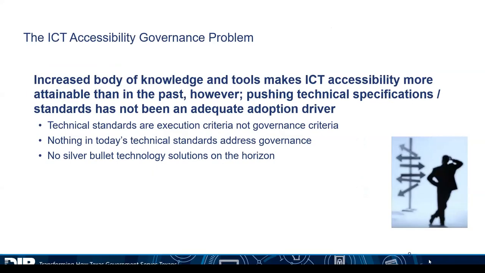I would argue today that there's a very good supply of knowledge and tools related to accessibility, how to fix websites, how to develop development tools, HTML5 and WAI-ARIA, lots of things like that. And so it's not really in its infancy anymore. It's become pretty mature. But unfortunately, all this technological enablement has really not been an adoption driver for getting accessibility integrated into products and services. The technical standards are not execution criteria, they're governance criteria. And there's nothing in today's technical standards that address governance. And we don't really see any silver bullets on the horizon for solutions to accessibility. So it's still going to be a manual process, manual integration for the foreseeable future.